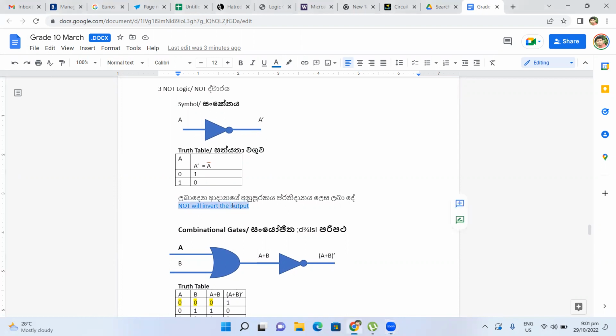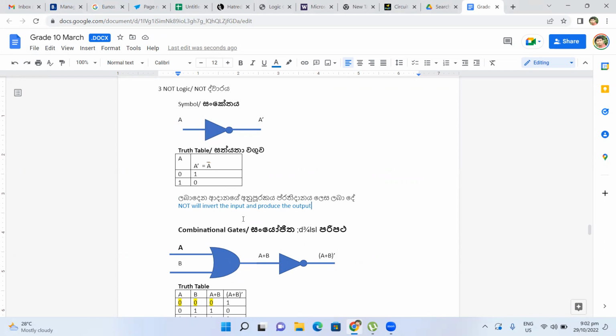NOT will invert the input. Sorry, it's not the output. NOT will invert the input and produce the output. Please write down NOT gate, symbol, truth table, statement.